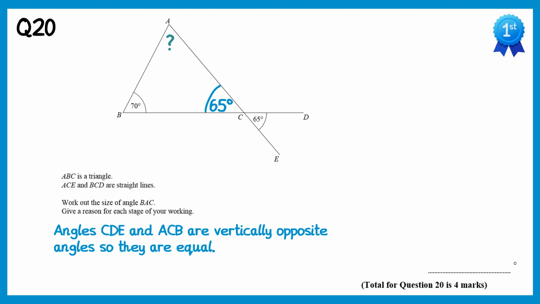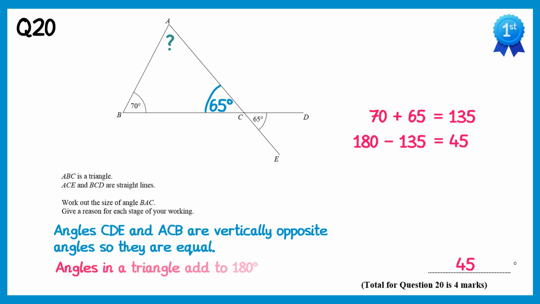Now we have a triangle where we know 2 of the angles, so we can find the missing one. If you add the 2 together that we know, so 70 add 65, that's 135, and then take this from 180, you'll get the answer 45 degrees. And that's the answer to the question. We should also explain this part with a reason, so I would say angles in a triangle add up to 180 degrees.